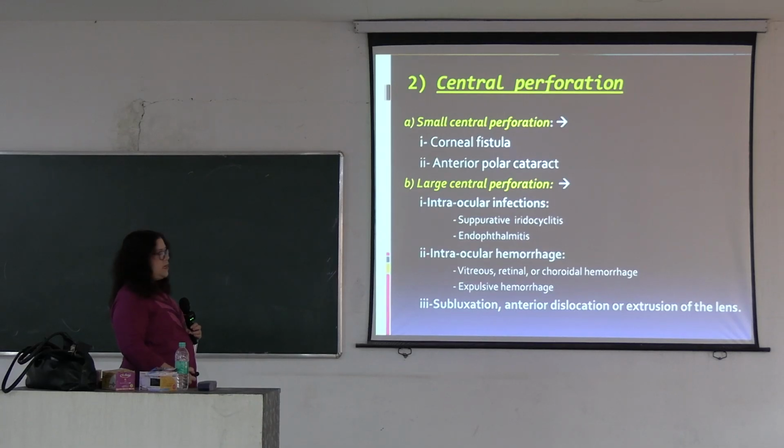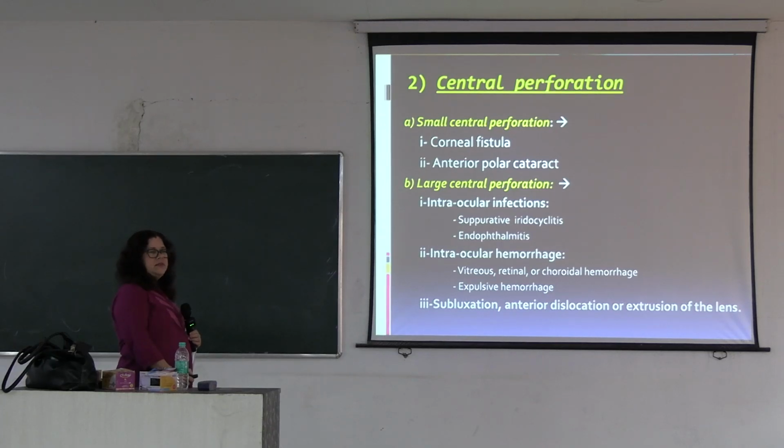Then the second one is intraocular hemorrhage. Hemorrhage may be vitreous hemorrhage, retinal hemorrhage and choroidal hemorrhage, and expulsive hemorrhage. Sometimes expulsive hemorrhage is also present, and if infection goes inside, it also affects the zonule of the lens, and it causes subluxation, dislocation or extrusion of the lens.